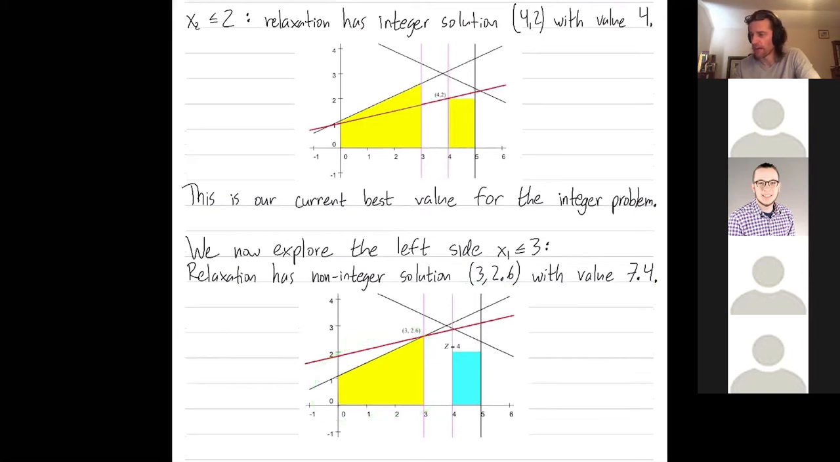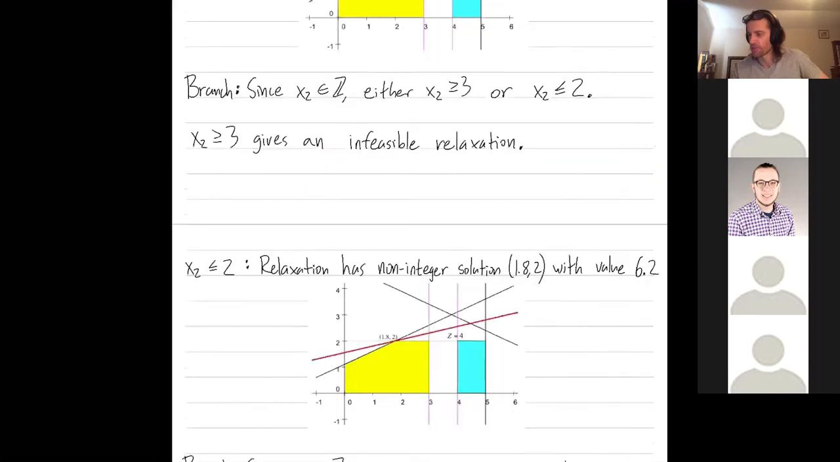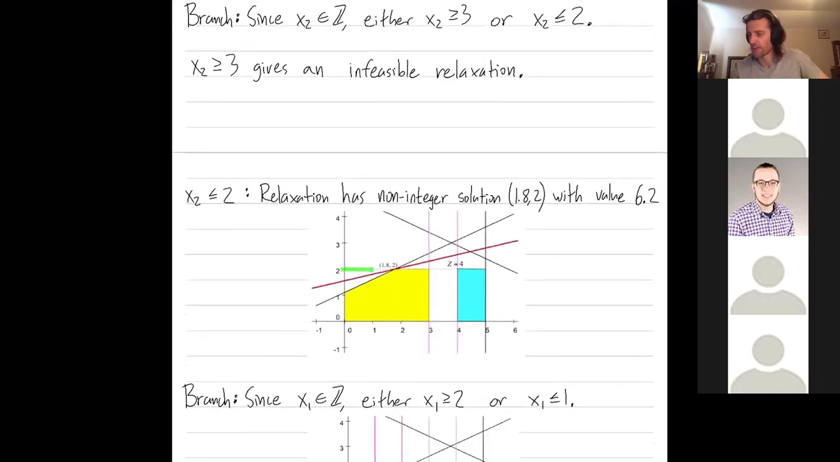So that means we need to keep exploring this tree. Let's subdivide with the second coordinate at most 2 and at least 3 as we did before. So we branch again. Since the second coordinate is an integer, it's either at most 2 or at least 3. If I cut above 3, I get this empty region, so no need to further explore. Let's cut at most 2. On the left side, I cut the vertical coordinate to be at most 2.